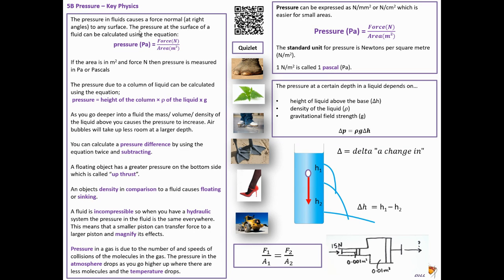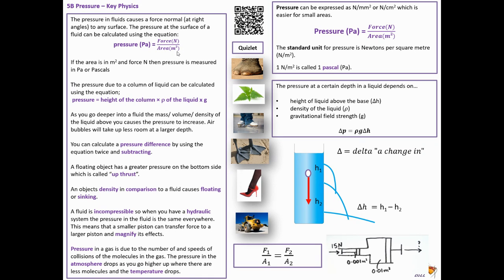The pressure at the surface of a fluid can be calculated using the equation force in newtons over area in meters squared gives you pressure in pascals. So if the area is in meters squared and the force is in newtons, then it is measured in pascals, Pa, capital P, little a. If it's newtons per centimeter squared, you can't do it like that. You'd have to convert. You can leave an answer in centimeters squared, that's fine, but it's not pascals.